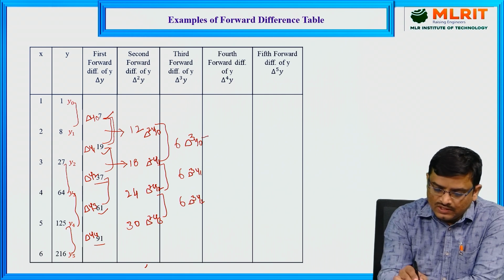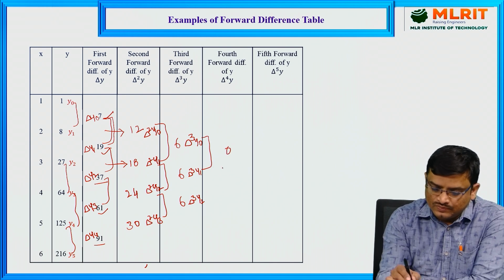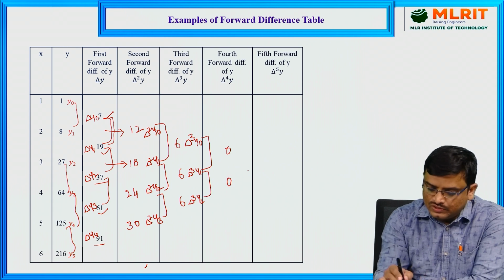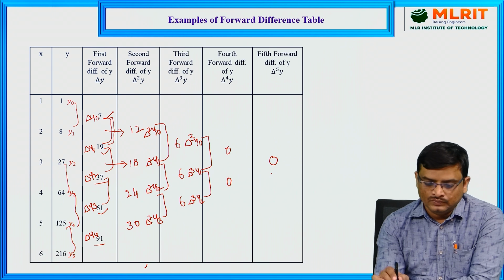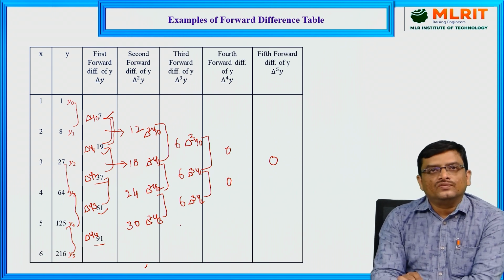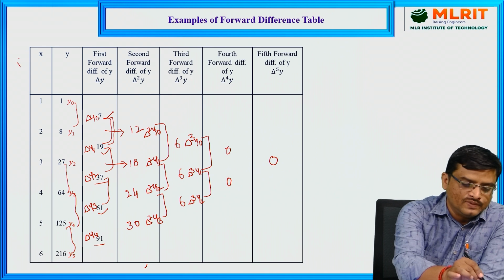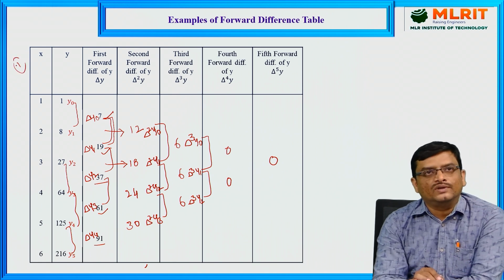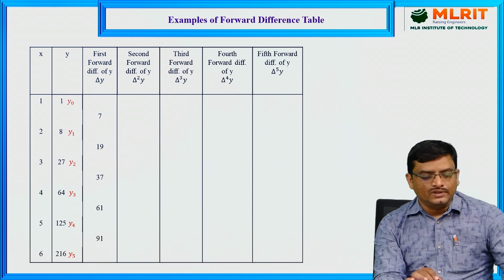Now find out the differences once again for these latest values. 6 minus 6 is 0, these two values are 0, and 0 minus 0 is also 0. Now this is the forward difference table for the given data. So the first part of the problem is completed, constructing the forward difference table. Now we have to find out the remaining part.